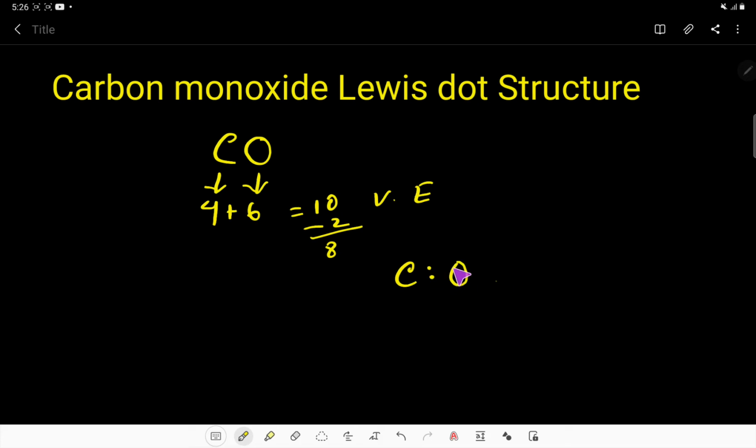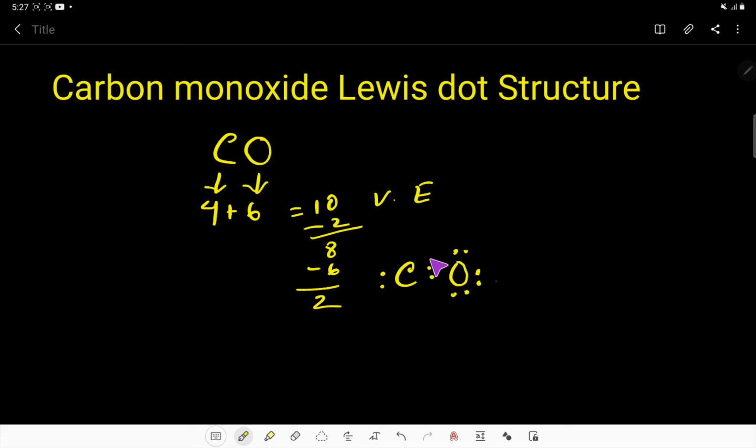To fulfill the octet, this oxygen needs 6 more valence electrons, right? So these are the 6 more valence electrons, and now oxygen has 8 valence electrons. 2, 4, 6. So out of 8 we have used 6, so we have 2 left, and let us write these 2 left valence electrons over carbon here, right? Now carbon has 4 valence electrons and oxygen has 8.